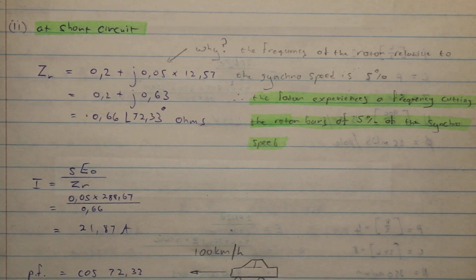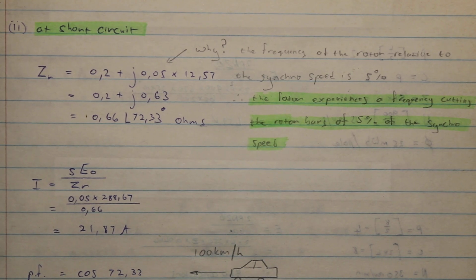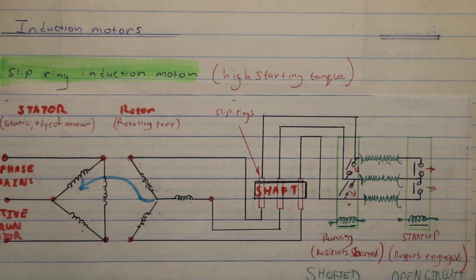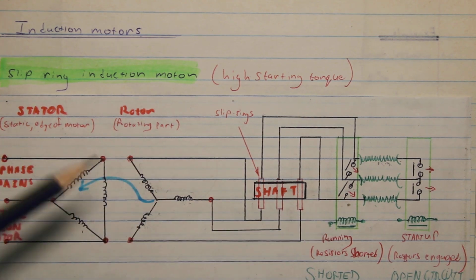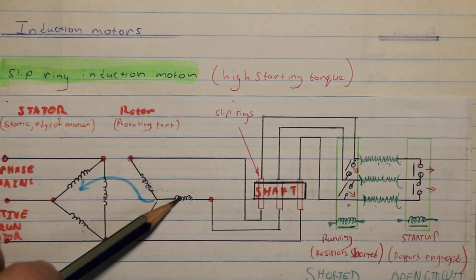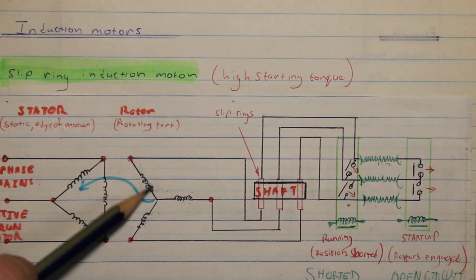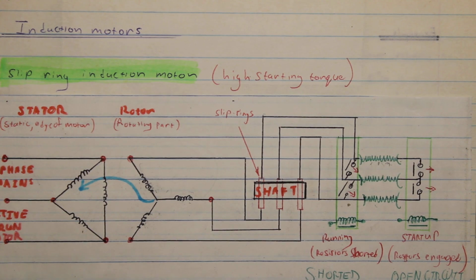All right, so the last part of the question, they're asking for the current on short circuit and also the power factor on short circuit. Now remember, when it's on short circuit, these external resistors are now removed from the circuit. So we only have the impedance of the rotor phase coils. Okay, so if we look at one phase, it's only the Z of that coil. The external resistance is now shorted out of the circuit.